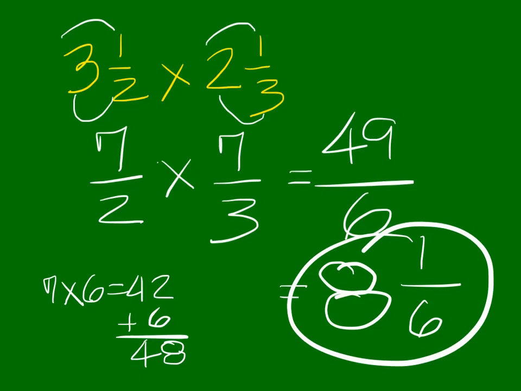Here's a review. You change these to mixed or improper fractions. 2 times 3 plus 1 is 7. Put it over the 2. 3 times 2 is 6 plus 1 is 7. Put it over the 3. Multiply straight across to get 49 over 6. Divide 49 by 6. How many times will 6 go into 49 without going over? 8 times. And then how many are left over? 1. And you put it over this number.